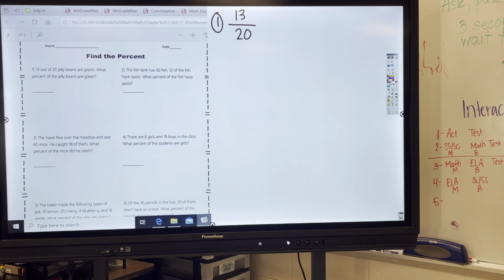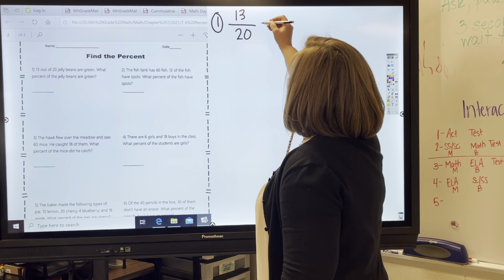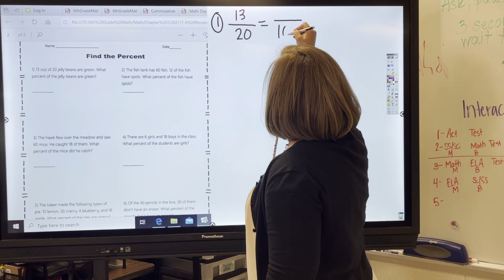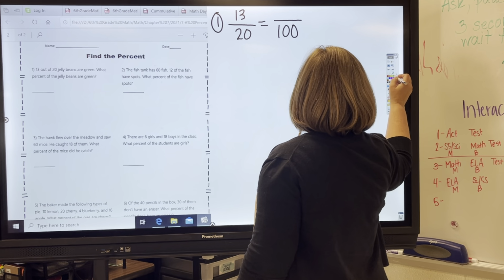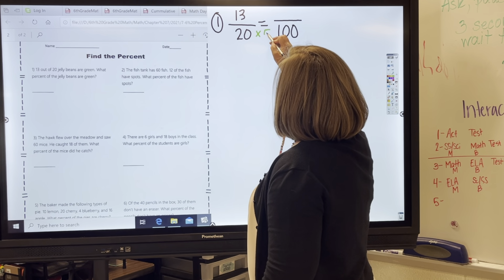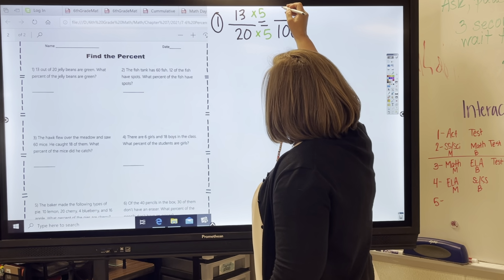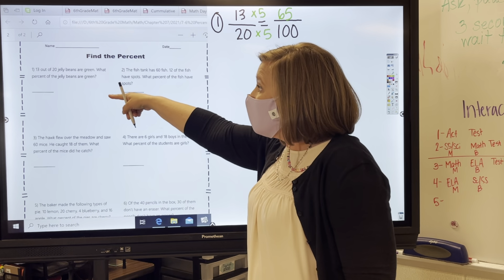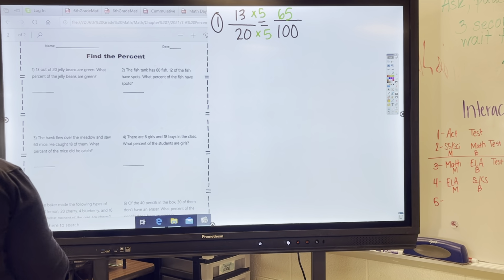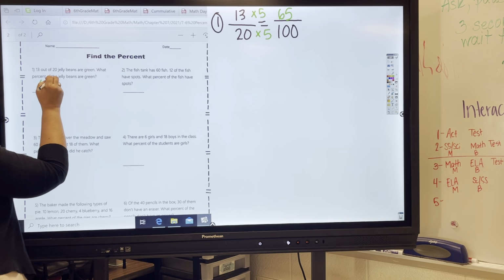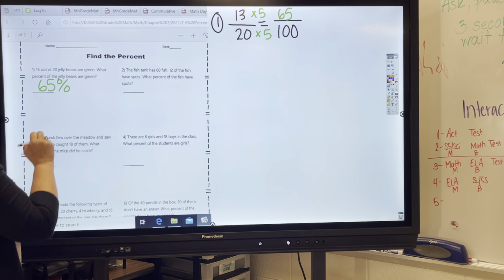If I want that to be a percent, what does my denominator have to be? 100. Can I multiply 20 times something to get 100? Yes. 20 times what? So 13 times 5 is 65. So what percent of the jelly beans are green? 65%. Don't forget your percent sign.